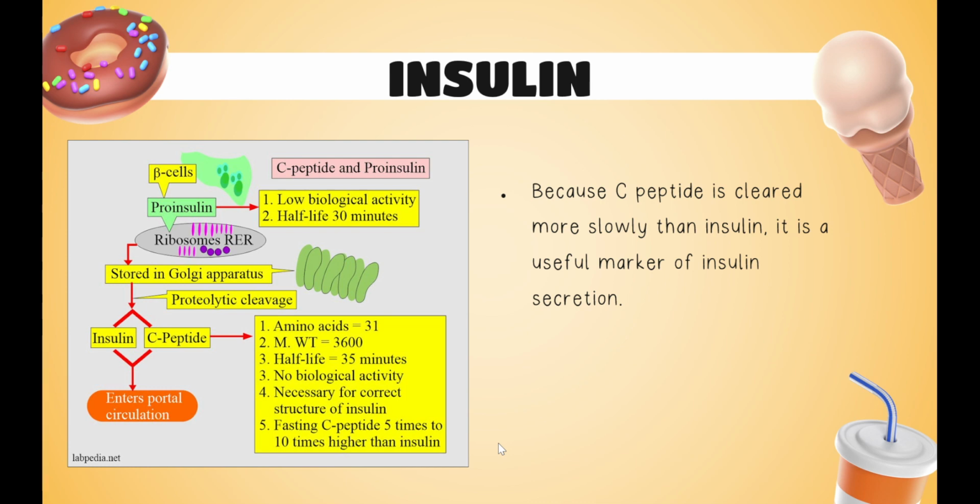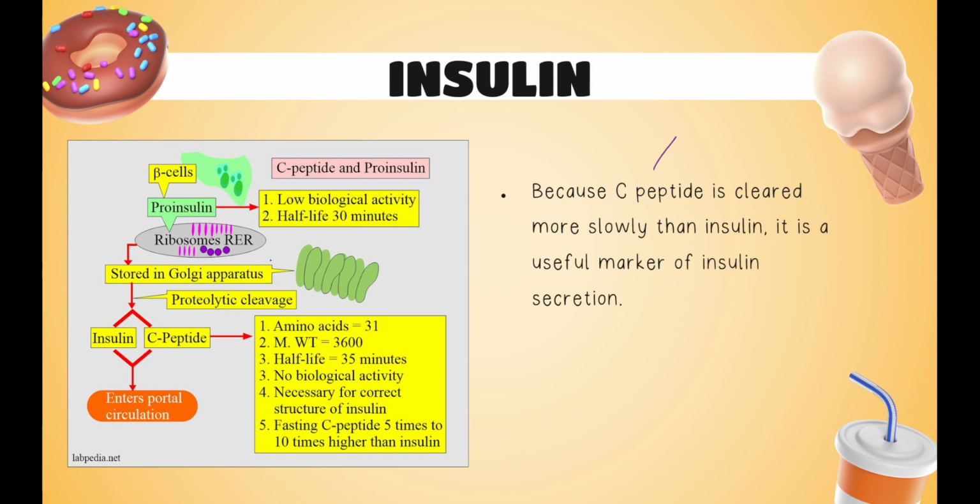Another importance of C-peptide is that it could also differentiate your type 1 and type 2 diabetes mellitus, wherein in type 1 DM, there will be a low level of your C-peptide and insulin, while in your type 2 diabetes, there is a normal or high level of your C-peptide. Thus, again, C-peptide is important as a marker for us to know these things. And since C-peptide is being cleared more slowly than your insulin, thus it is a useful marker also of your insulin secretion. Why is it cleared more slowly than insulin?